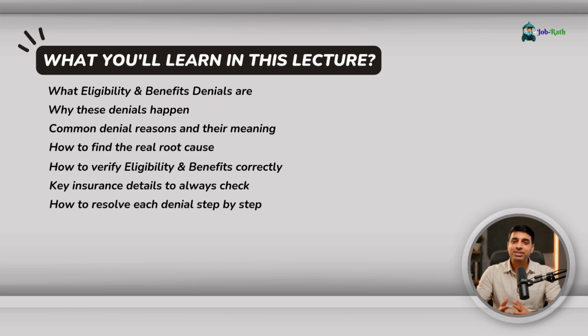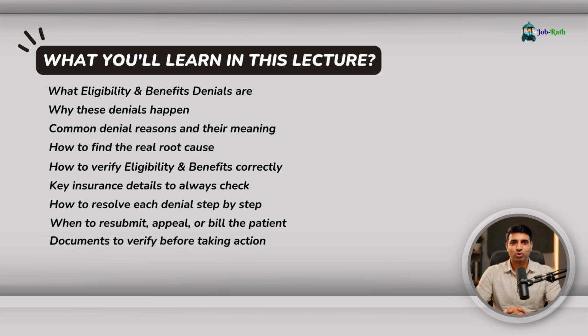How to resolve each type of eligibility and benefits denial with practical, real-world examples. When you should correct and resubmit the claim, appeal the denial, or bill the patient. The documents and information you should always verify before taking any action. Common mistakes that cause eligibility and benefits denials and how to avoid them.